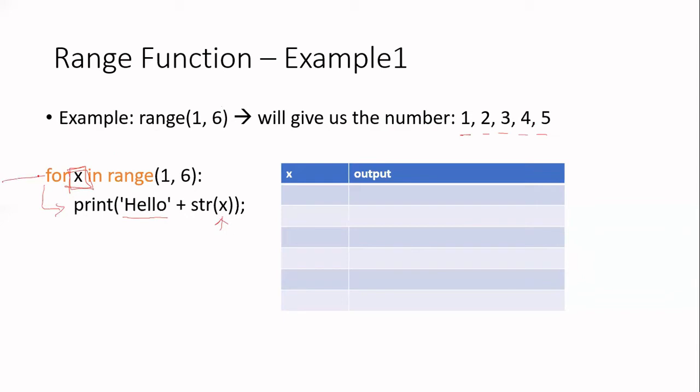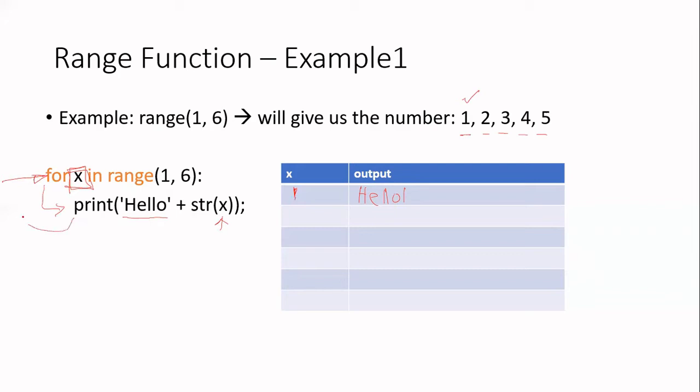We start here, and x in range 1 to 6. So the first value that x takes on is 1. That's the value of x. And because it's a loop, we come into the loop and we execute the statement. So that's going to print the string hello, and then take the value of x and print that converted to a string. So the value of x is 1. It's going to print hello 1.